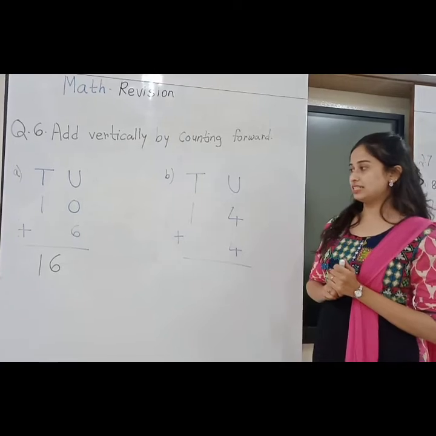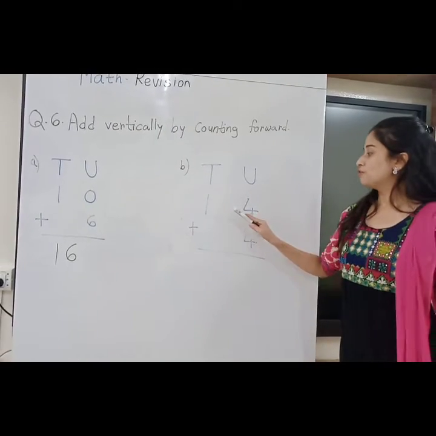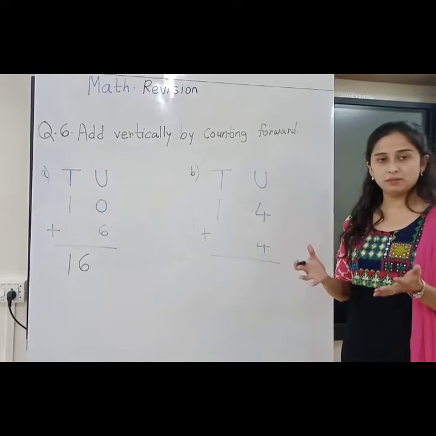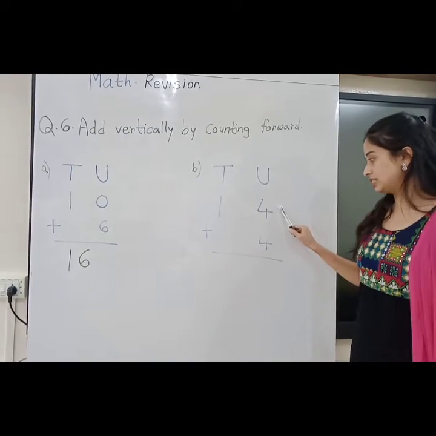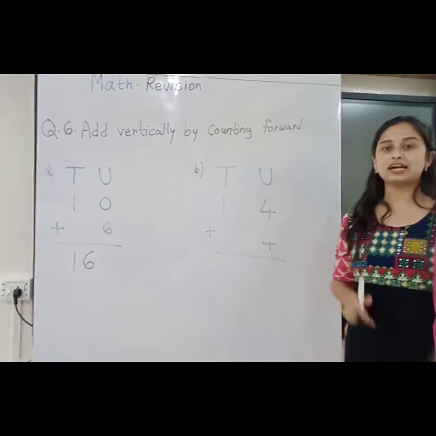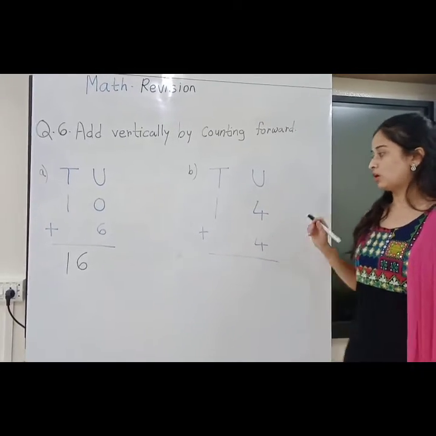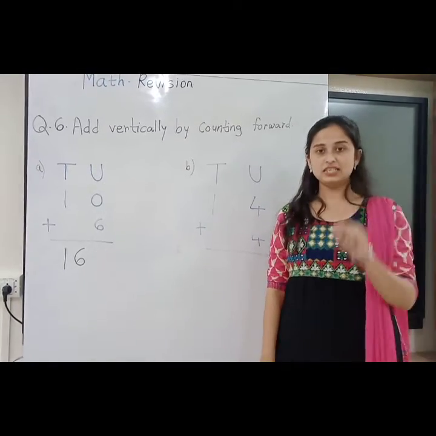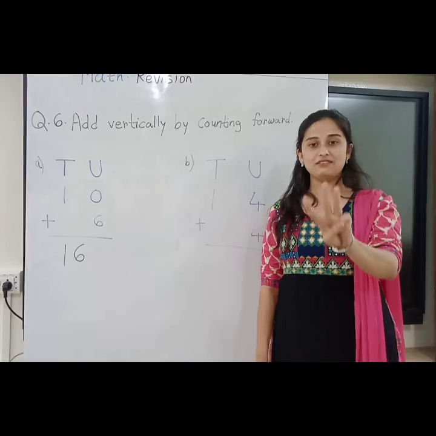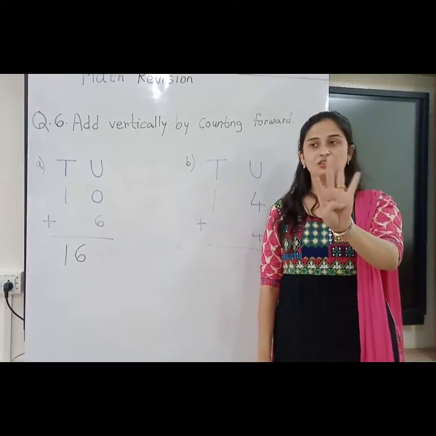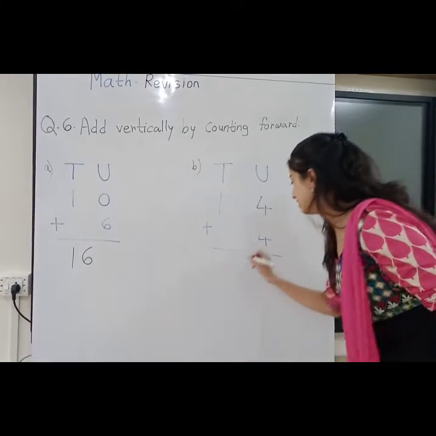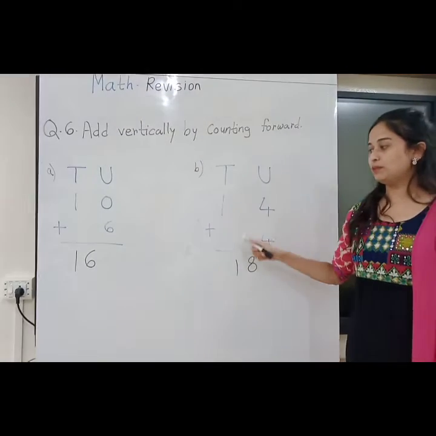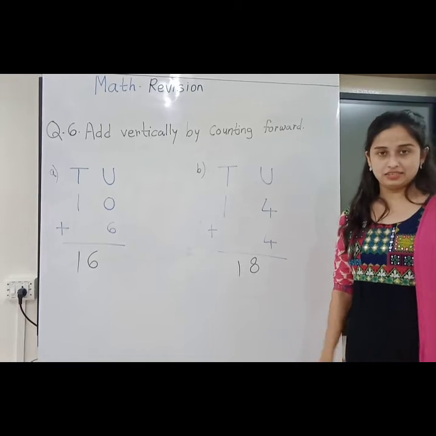Now let us solve one more sum here. So let's see what is the next sum. The next sum is 14 plus 4. Again we will add the smaller number to the bigger number. So the bigger number is 14. So I will keep 14 in my mind and count 4 forward. So keep 14 in your mind and let us count 4 forward. 15, 16, 17 and 18. So which number are we getting? It is 18. So 14 plus 4 is 18.